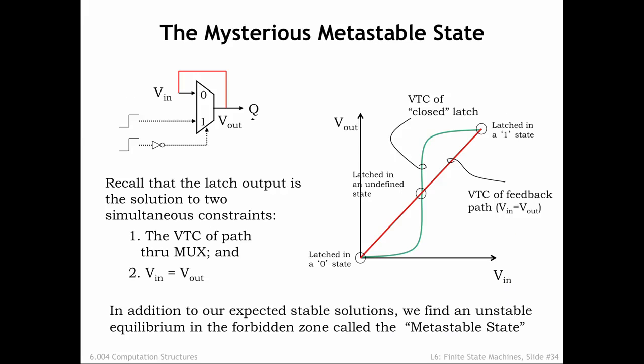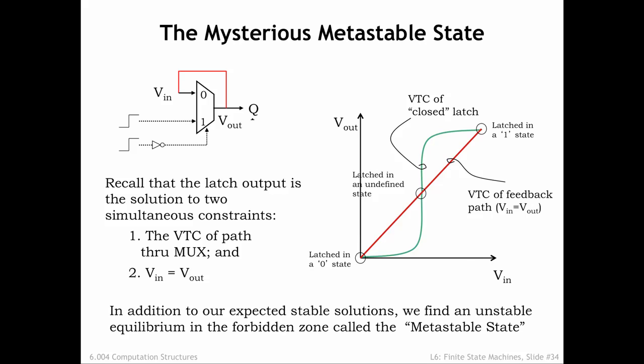Recall that the master latch is really just a lenient mux that can be configured as a bistable storage element using a positive feedback loop. When the latch is in memory mode, it's essentially a two-gate cyclic circuit whose behavior has two constraints: the voltage transfer characteristic of the two-gate circuit, shown in green on the graph, and that Vin equals Vout, a constraint that's shown in red on the graph. These two curves intersect at 3 points. Our concern is the middle point of intersection.